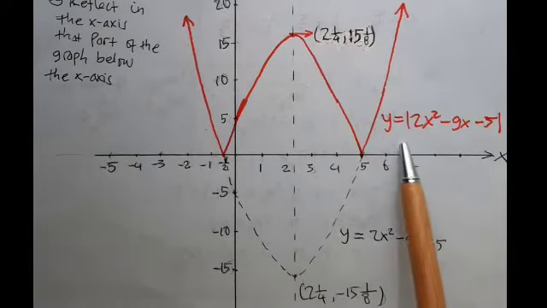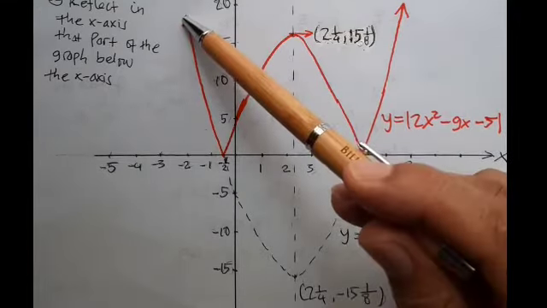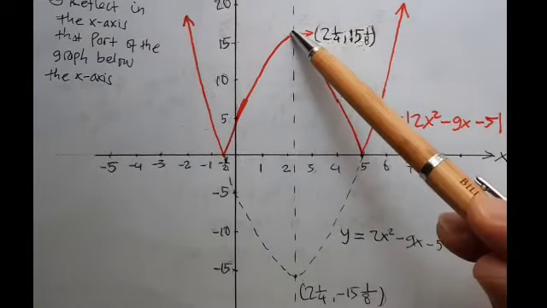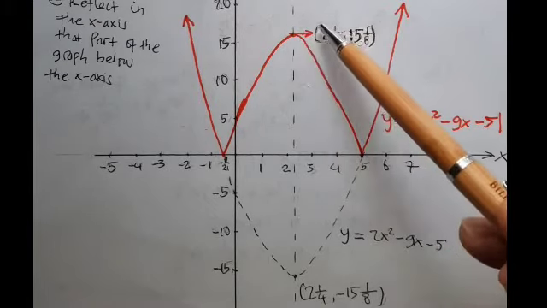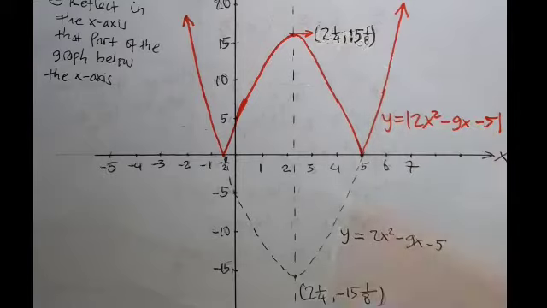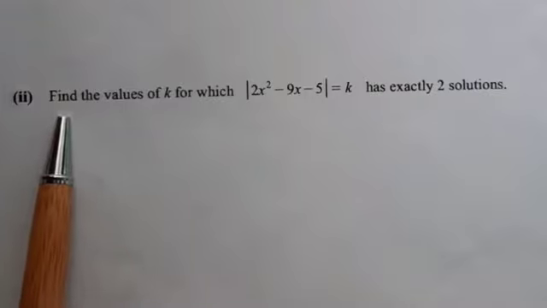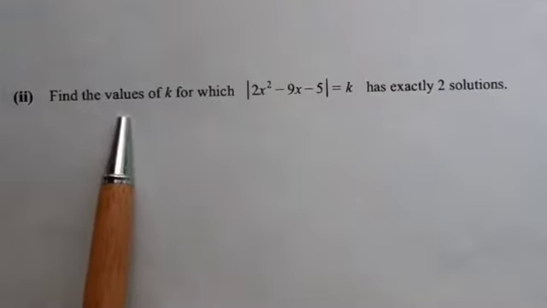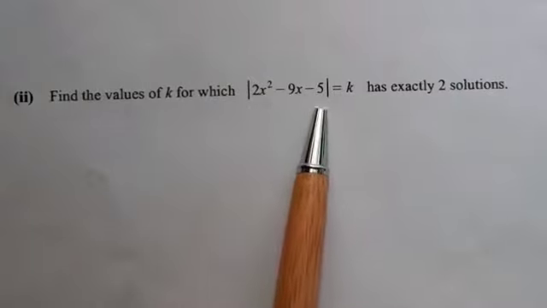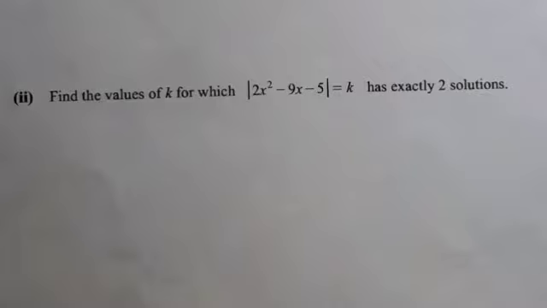Thus the graph of y equals the absolute value of 2x squared minus 9x minus 5 is the red one, and this is the maximum point here, with coordinates 2 1 over 4 comma 15 1 over 8. The second part of question 4: find the values of k for which the absolute value of 2x squared minus 9x minus 5 equals k has exactly 2 solutions.